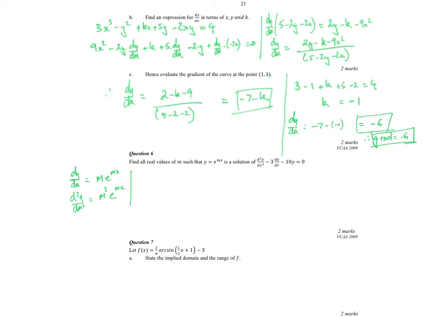So therefore we get d squared y dx squared, so we get m squared e to the mx minus 3m e to the mx minus 10y, which is 10e to the mx, equal to 0. So if I take e to the mx out the front, I'm going to get m squared minus 3m minus 10 is equal to 0, which implies then we get e to the mx outside of m minus 5 and m plus 2.